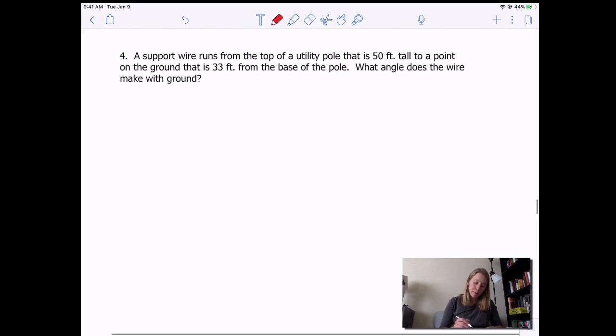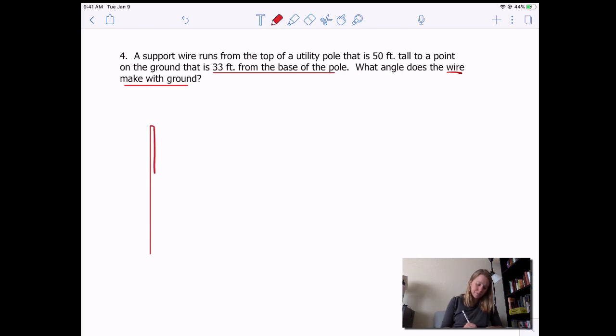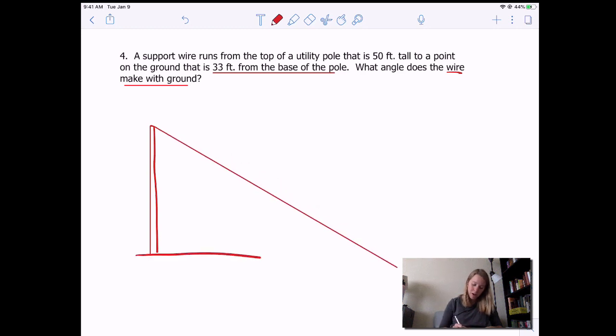All right, a support wire runs from the top of a utility pole that is 50 feet tall to a point on the ground that is 33 feet from the base of the pole. What angle does the wire make with the ground? Okay, so I have a utility pole, and I've got a wire that runs to the ground.